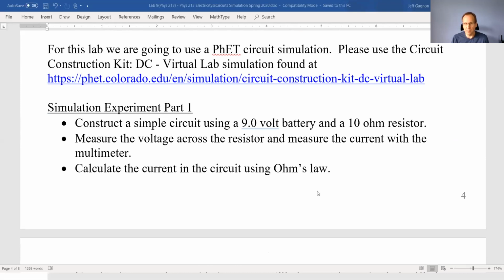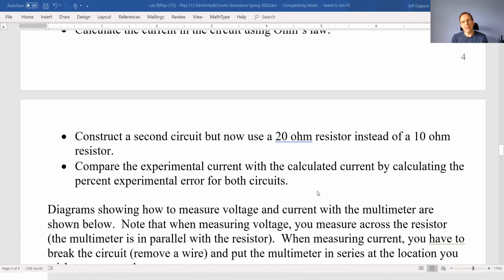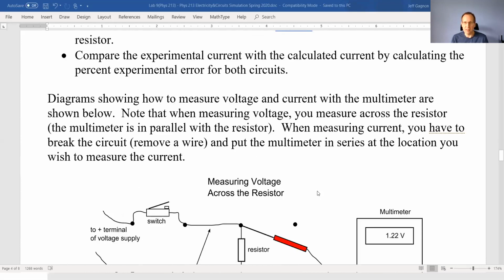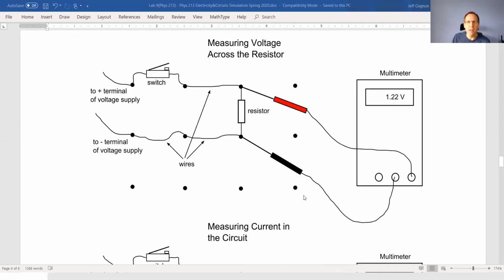Now, how do you measure voltage and current? Again, this is more applicable to if we were actually doing this in class, but it'll be the same thing with the simulation. So let me just describe it right here. So when you measure voltage, right, we'd have some multimeter. It would be set up to measure voltage. And it turns out you want the multimeter to be in parallel with the circuit. So you have to measure the voltage across the resistor.